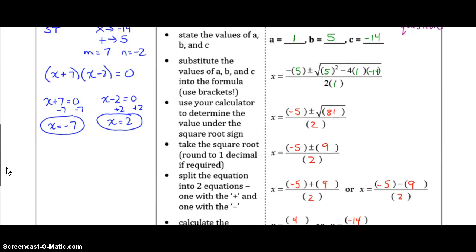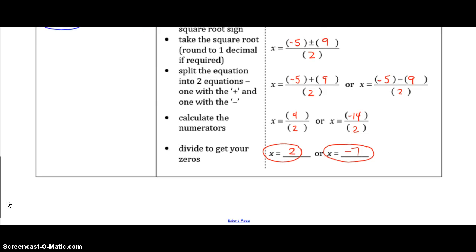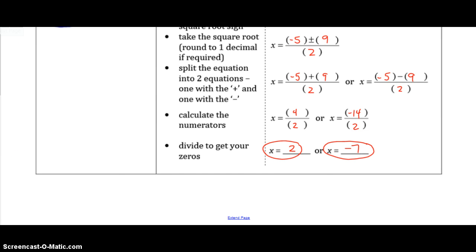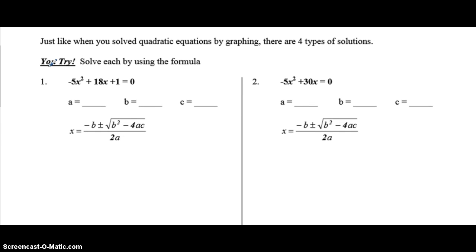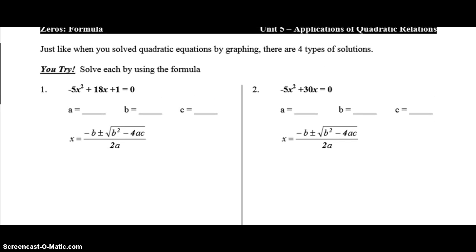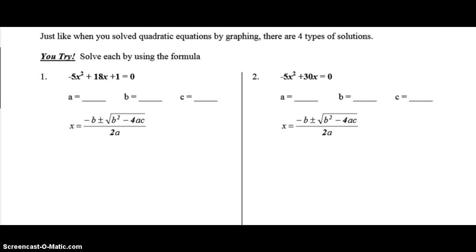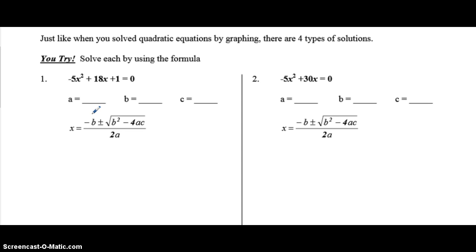Alright, so if there was anything here that you didn't understand, make sure you make note of it and ask your teacher tomorrow. So I put here for you to try, but I'll do one more together with you, and then you can try questions 2, 3, and 4. There are 4 types of solutions, 4 things that can happen when you solve these. So we're going to do question 1 together.